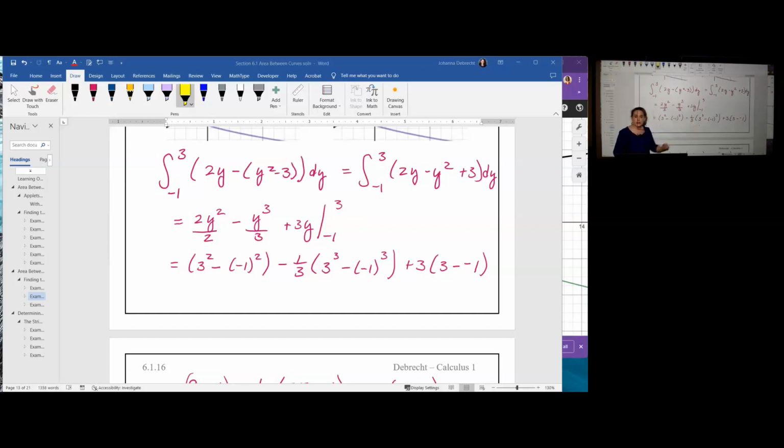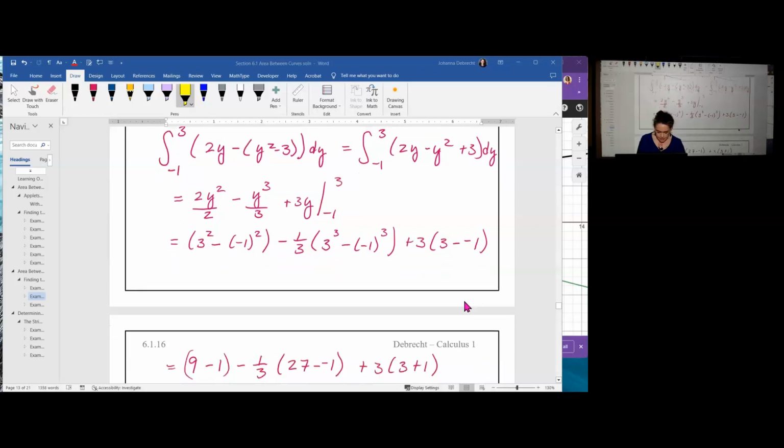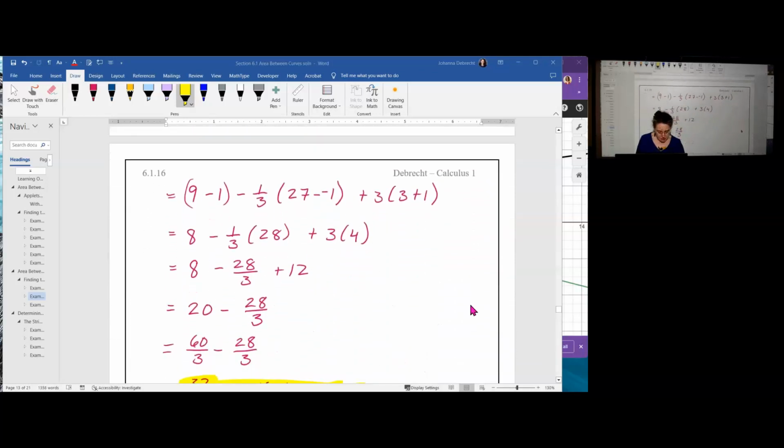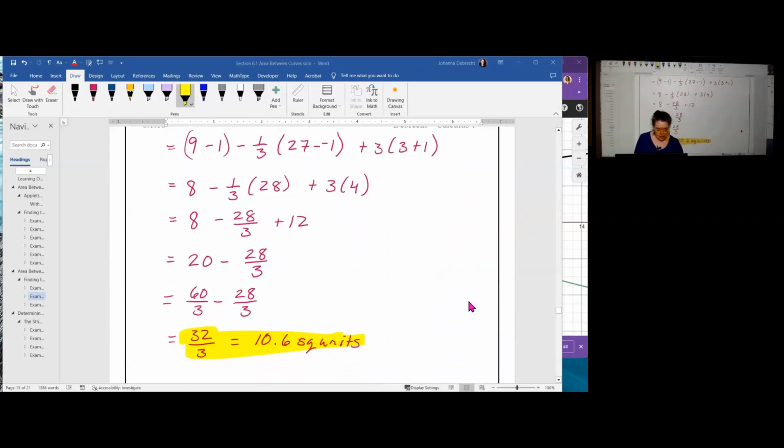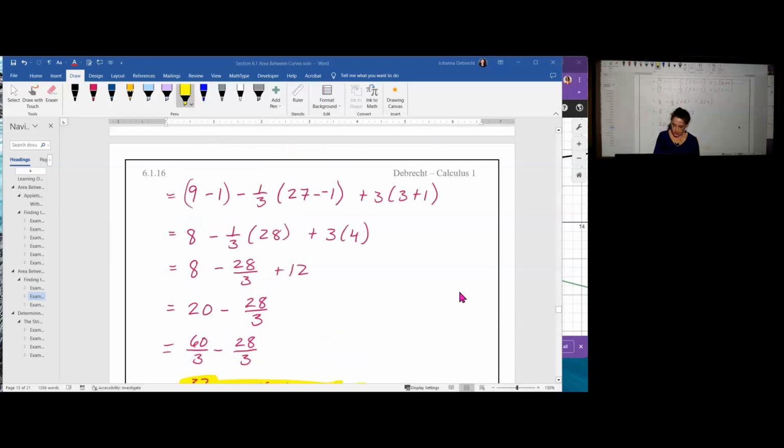Substituting in the values and simplifying the arithmetic leads us to a final answer down here, if I can scroll far enough, of 32/3 square units, or 10.6 repeating square units. Let's now look at the original graph and make sure this seems reasonable.